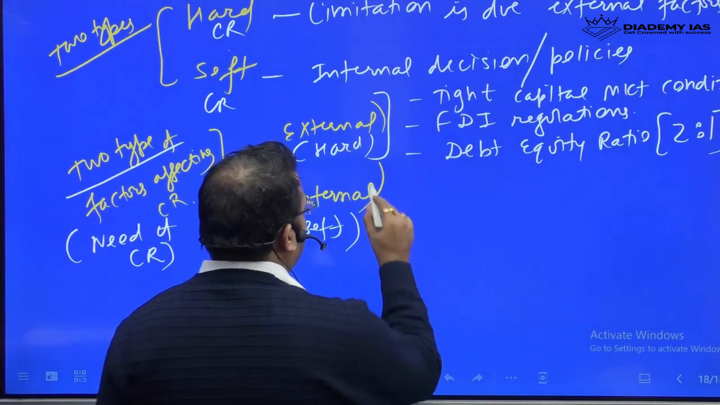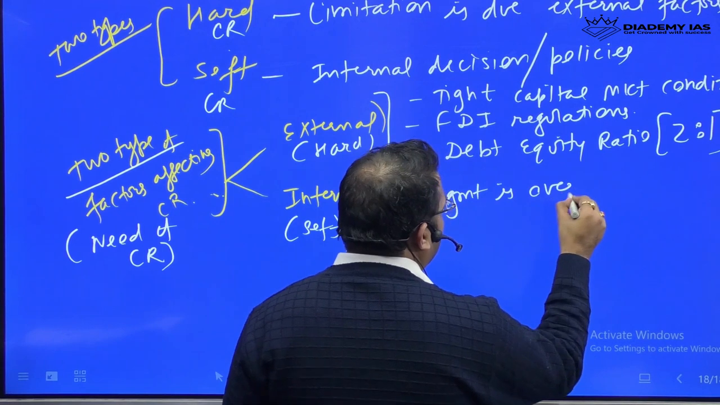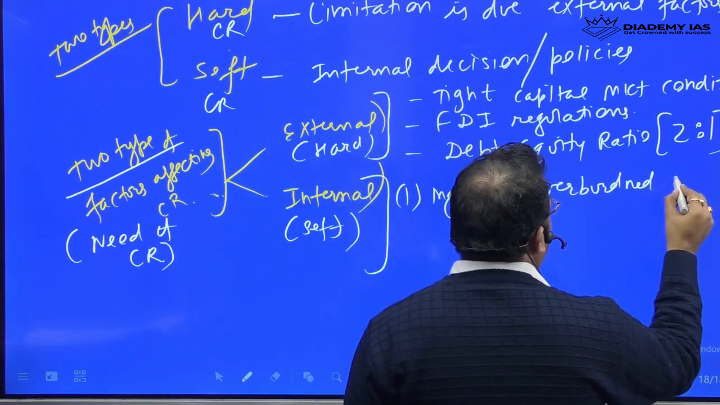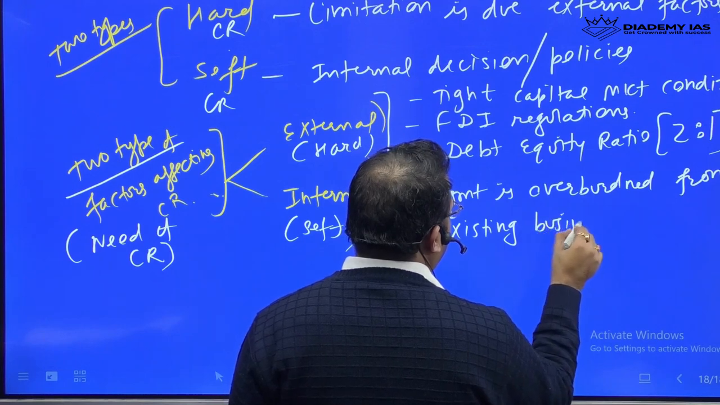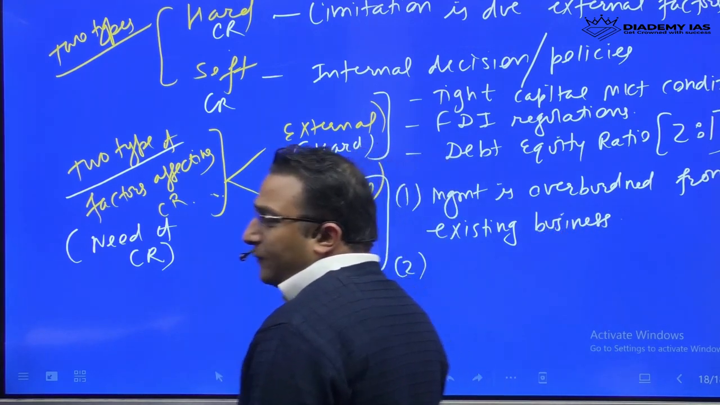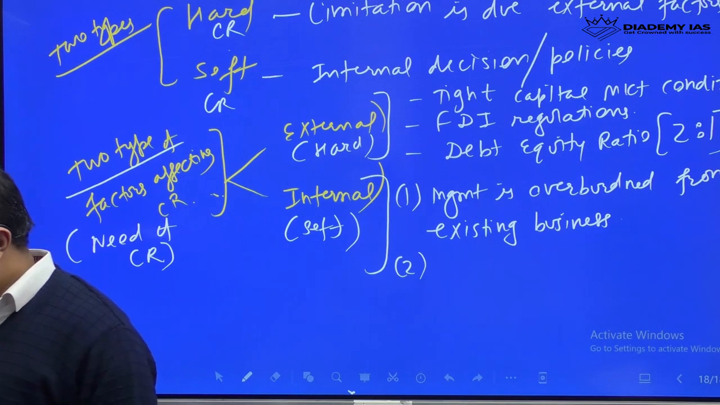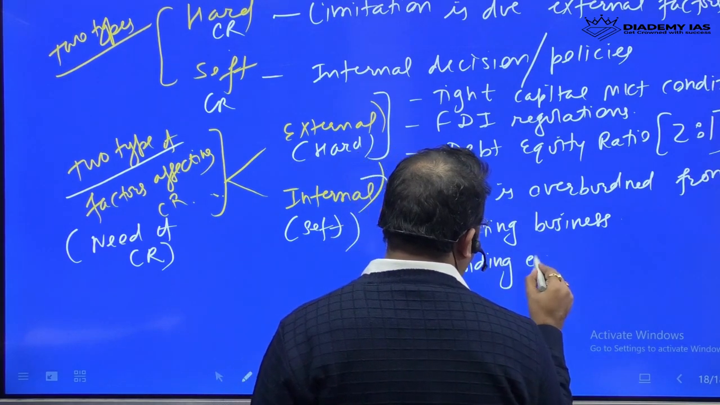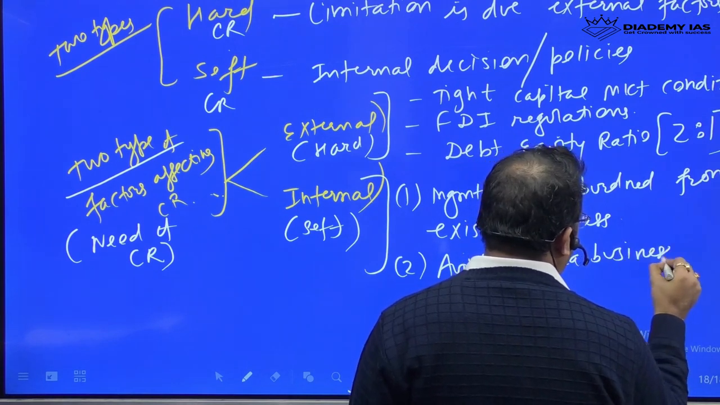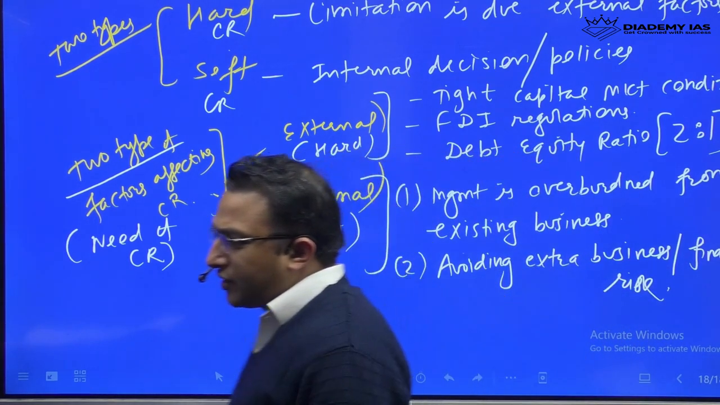Internal factor, for example, the management is overburdened from existing projects only, in the existing business they are preoccupied, they don't have the time to take so many projects. And second, they want to avoid extra business or financial risk.